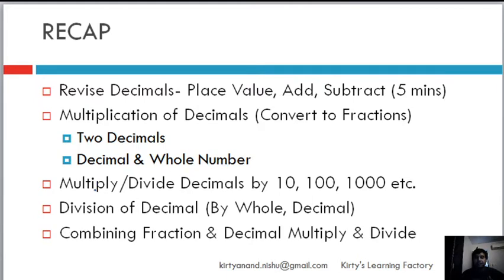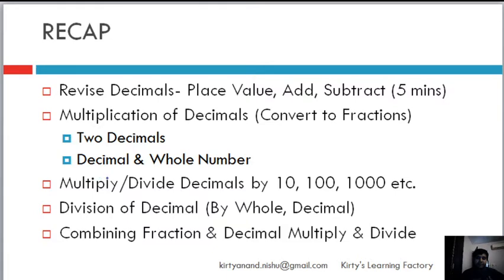We also learned what happens if we multiply or divide decimals by 10, 100, 1000, basically multiples of 10. Then we learned division of decimals, and once again did the same thing, converted to fractions, and then we did it directly also. And we learned that it is the same thing: you convert a decimal into a fraction and then you divide it. Whatever you get, you convert back to a decimal. It's one and the same thing.